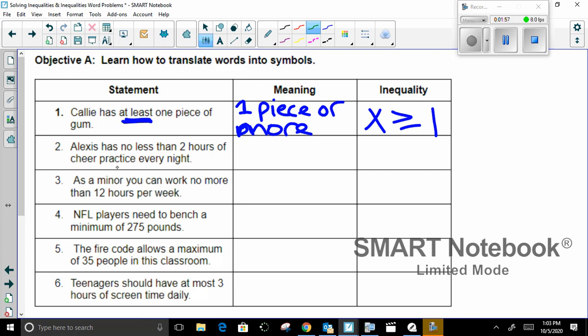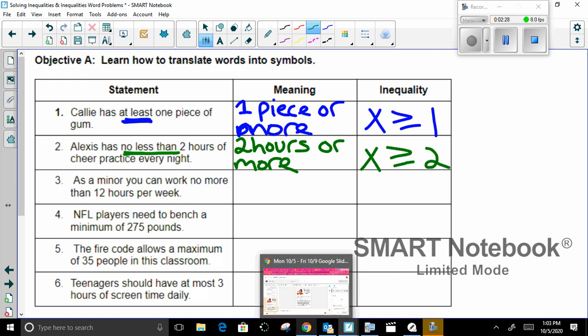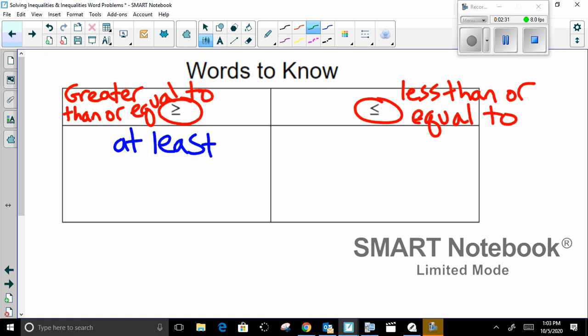Alex has no less than 2 hours of cheer practice every night. No less than 2 hours. So what does that mean? That means she has 2 hours of cheer practice or more. Nothing less than 2. So she has 2 hours or more. So that would be x is greater than or equal to 2. So no less than also falls under the greater than or equal to.